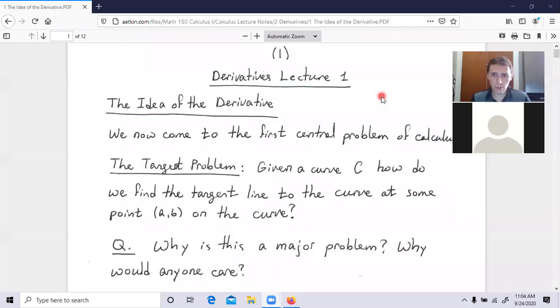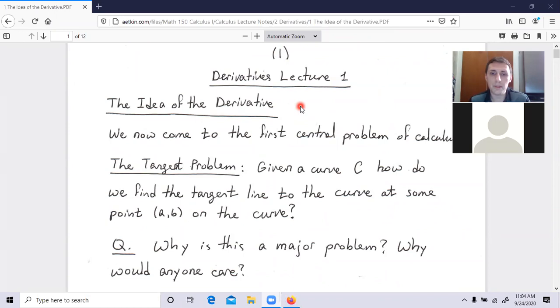Okay, guys, so today we are at the entrance to a new and very important topic with which we are going to occupy ourselves for much of the semester. So, the idea of the derivative.